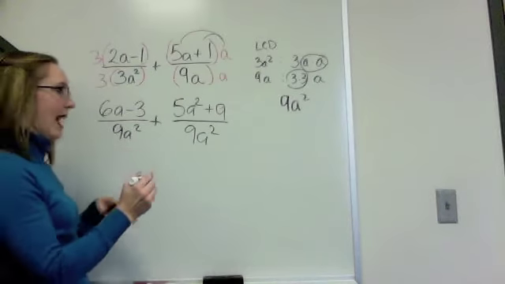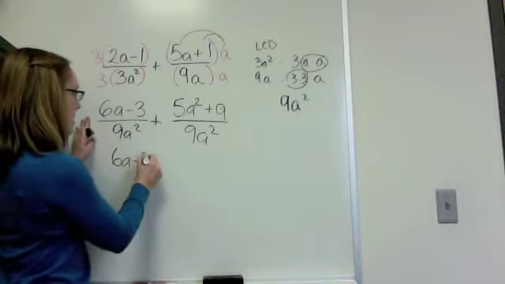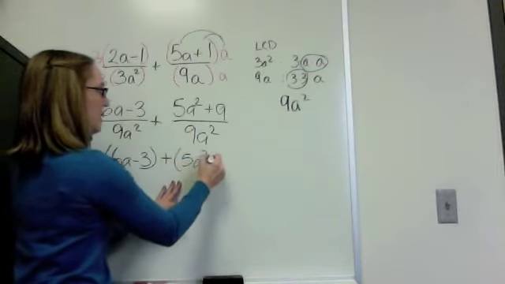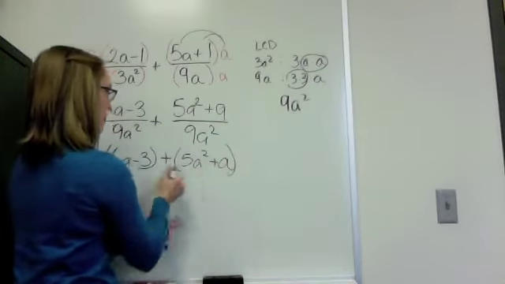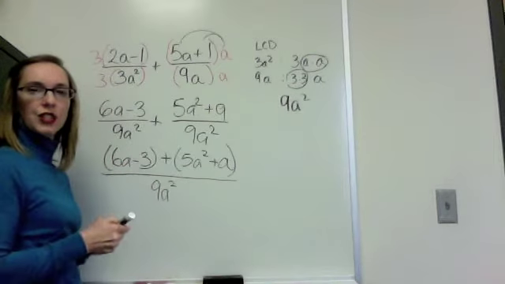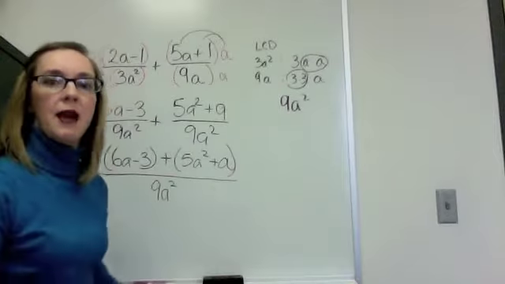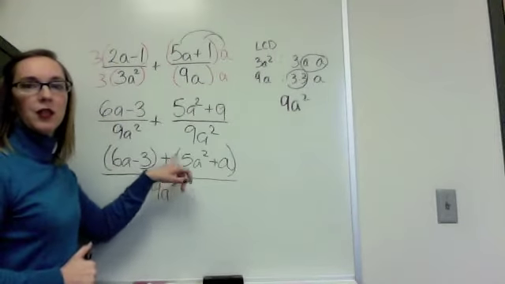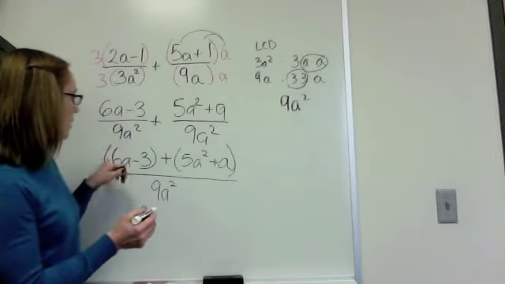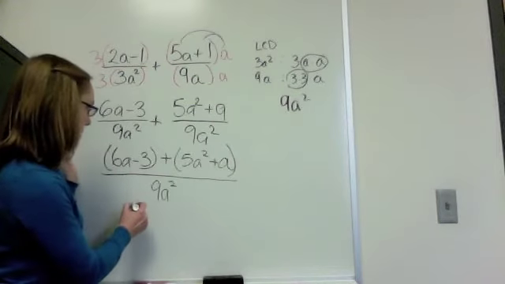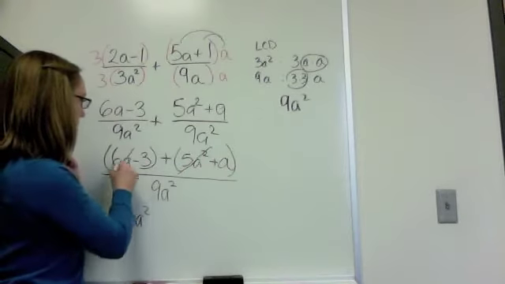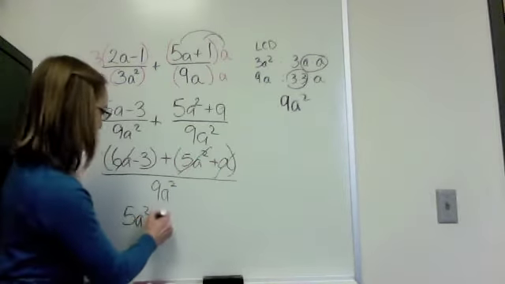And now I can add. So I've got 6a minus 3 plus the 5a squared plus a over 9a squared. Remember, when you're doing fractions, your denominator is going to stay the same. If this was a minus sign, you'd have to remember to distribute the minus to all that. But it's plus, so we don't have to worry. So we combine like terms, and we've got 5a squared, that's this one. You've got a 6a and an a, that's 7a.